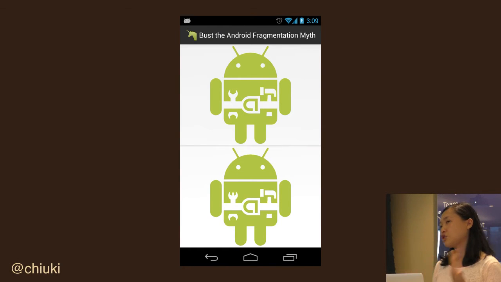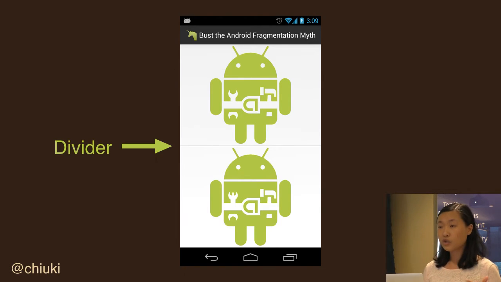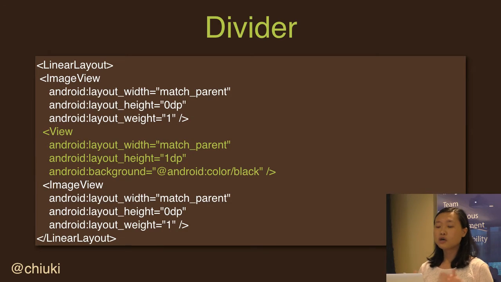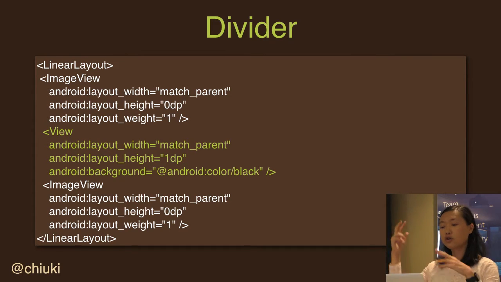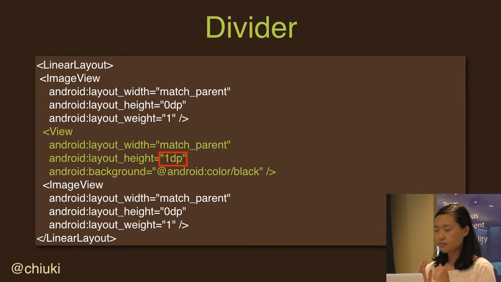So now I show you that layout. There's actually something that I did not specify in XML yet, which is this divider. So I want to draw a line between the two things. When you do weights, you can also mix it in and give it a specific height. So the two will take the remaining space. So for example, the divider in the middle will take 1 dp, and then the rest of the screen will be equally divided between the two images.